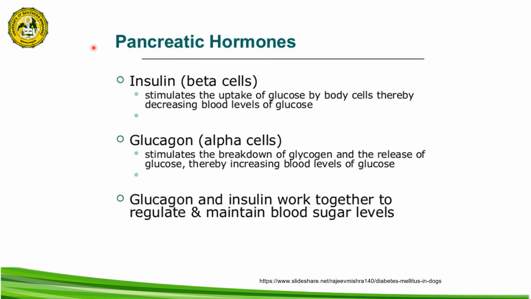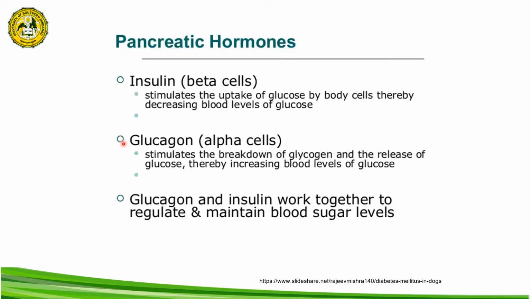As a review of the different pancreatic hormones, we have two major hormones produced in the pancreas: insulin and glucagon. Insulin is produced from the beta cells. It stimulates the uptake of glucose by the body cells, thereby decreasing blood levels of glucose. Glucagon, on the other hand, is produced by the alpha cells. It stimulates the breakdown of glycogen and the release of glucose, thereby increasing the blood levels of glucose.